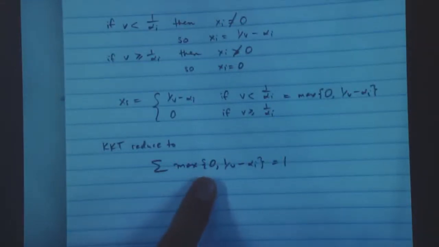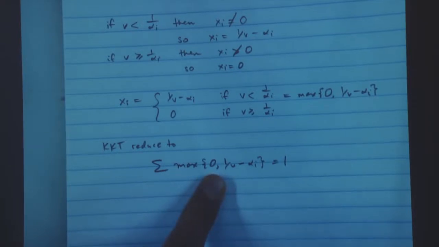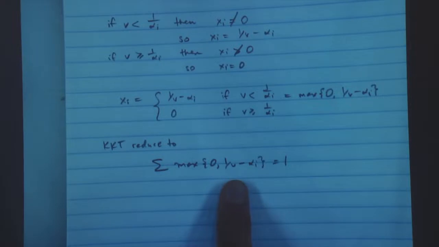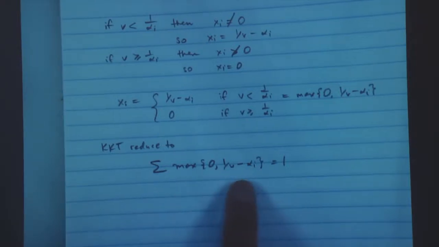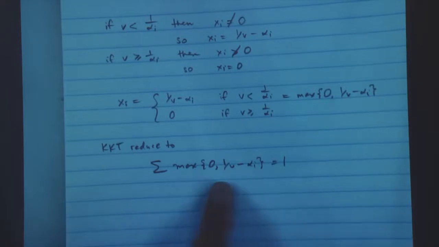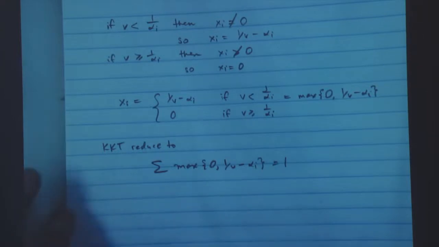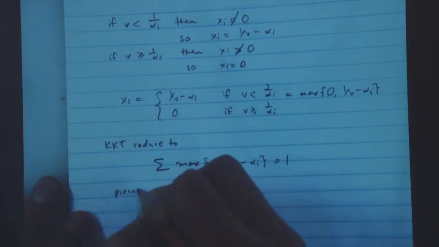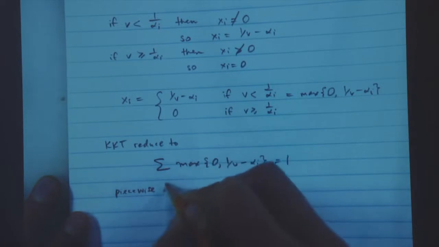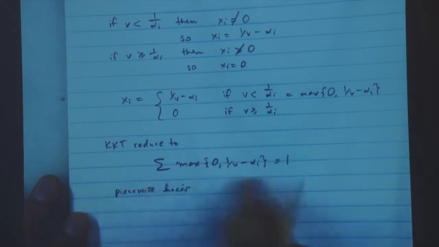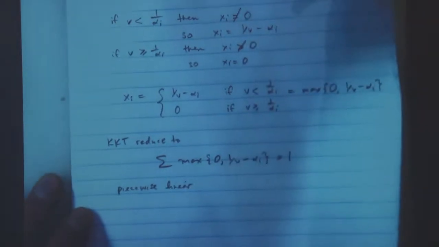And this is now solving for a single number v. We've reduced the KKT conditions, where we had an n-dimensional optimization problem, to solving a single equation in one number, which is v. This is actually a piecewise linear equation. If you look at it, each of these functions is piecewise linear. It's a sum of piecewise linear functions, so it's piecewise linear, and it's actually not hard to solve. You can do it in time equal to the number of pieces here, which is n.